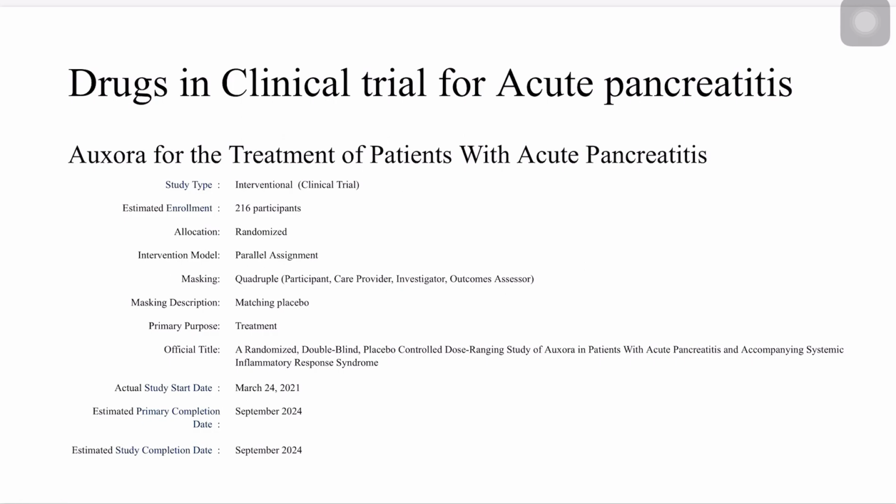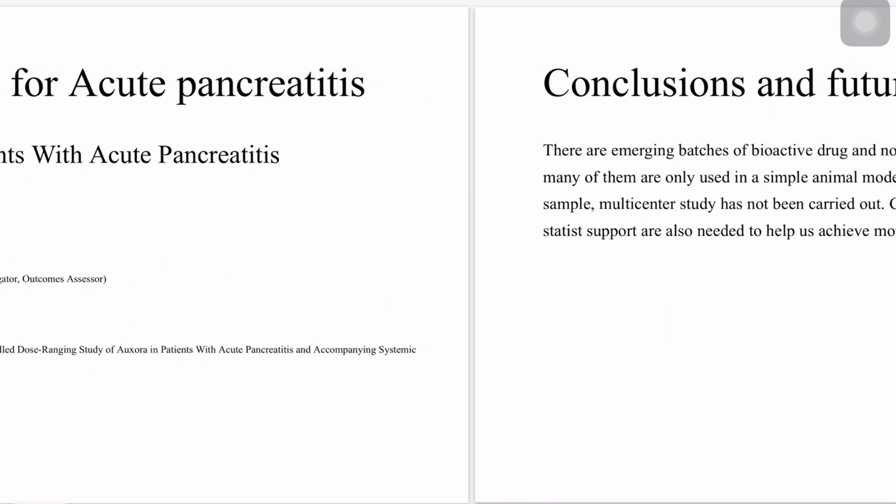Drugs in clinical trials for acute pancreatitis: there are many drugs which come to clinical trial, but one of them is oxidative. It is used for the treatment of acute pancreatitis. It was studied in a clinical trial starting in 2021 in 216 patients, and it is in clinical trial research.